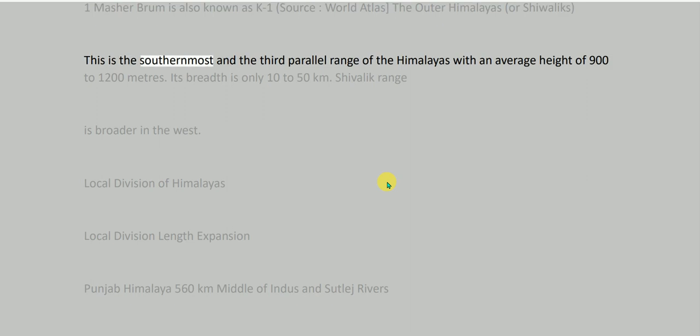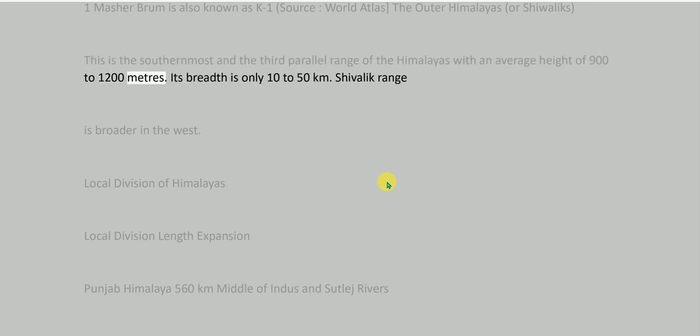The Outer Himalayas, or Shivaliks. This is the southernmost and the third parallel range of the Himalayas with an average height of 900 to 1200 meters. Its breadth is only 10 to 50 kilometers. The Shivalik range is broader in the west.